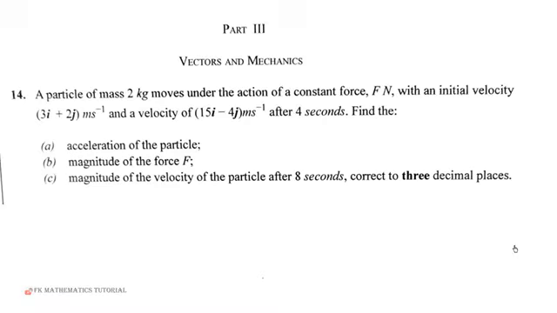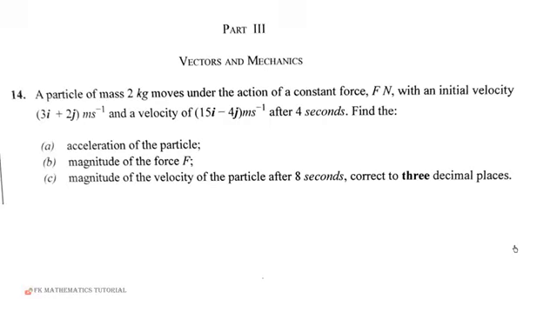Now let's look at the question. 14. A particle of mass 2 kg moves under the action of a constant force, F Newton, with an initial velocity 3i plus 2j meters per second and a velocity of 15i minus 4j meters per second after 4 seconds. Find the acceleration of the particle, the magnitude of the force F, and the magnitude of the velocity of the particle after 8 seconds, correct to 3 decimal places. So, let's begin.